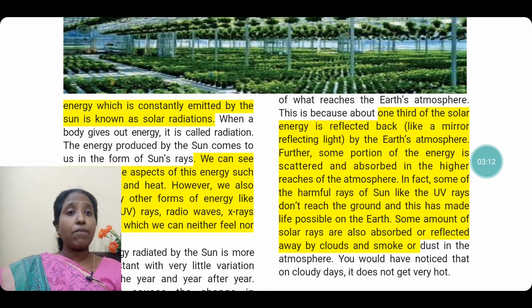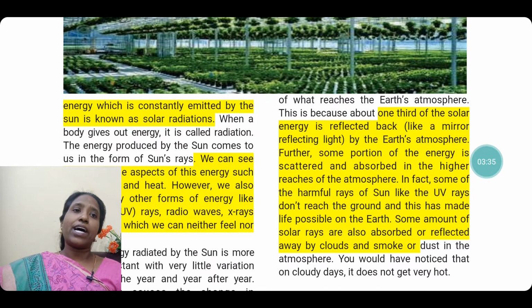In fact, some of the harmful rays of the sun, like the UV rays, don't reach the ground, and this has made life possible on the earth. So UV rays are very, very harmful for human beings. As these rays are reflected or absorbed by the atmosphere, we are living on this earth. If at all UV rays came onto the earth, we wouldn't be living on this earth.